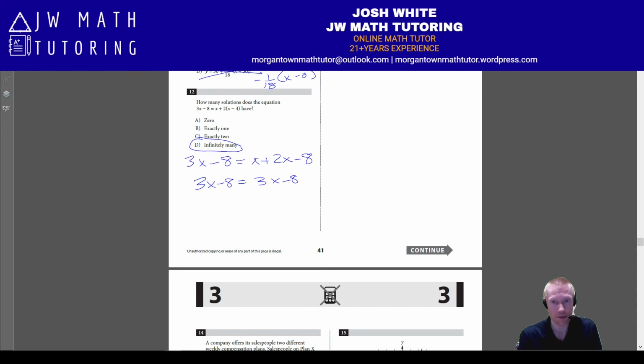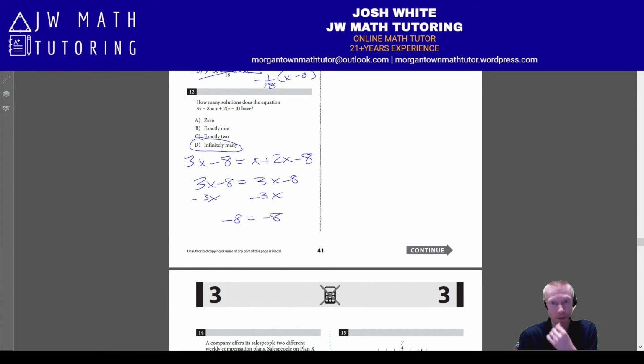Because essentially what happens is if you try to solve this, say you try to subtract 3x, you would get negative 8 equals negative 8. That equation is true regardless of what value of x you plug in. So therefore, the answer is going to be infinitely many for the number of solutions, because any value of x will work.